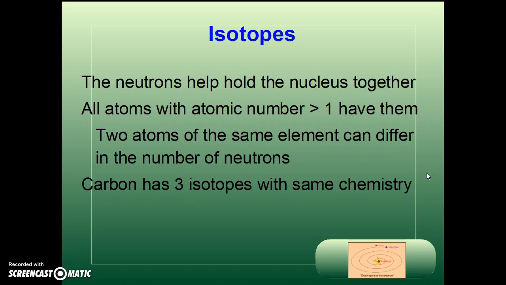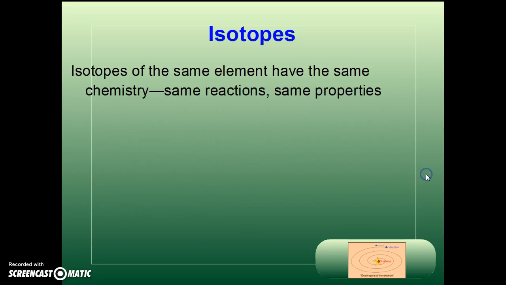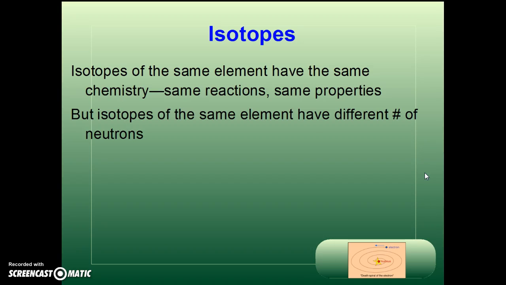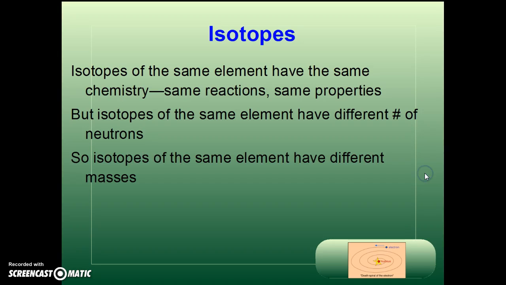Carbon, for instance, has 3 isotopes. Their chemistry is exactly the same. Carbon 12, carbon 13, carbon 14. We can separate these with a mass spectrograph. Isotopes of the same element then have the same chemistry. They have the same reactions, they have the same physical and chemical properties. The only difference is their mass. Isotopes of the same element differ in mass, so they have different numbers of neutrons. Again, different masses, but the same chemistry.